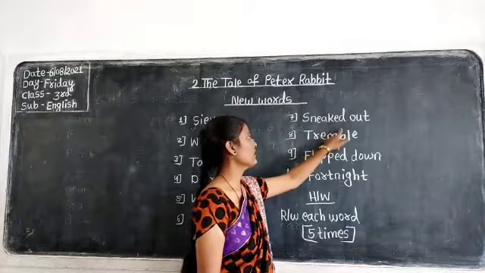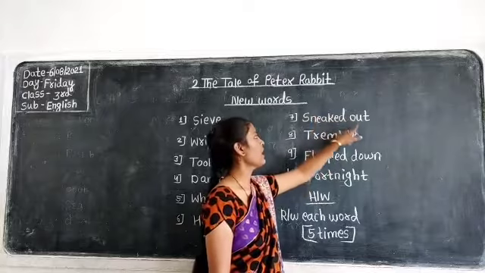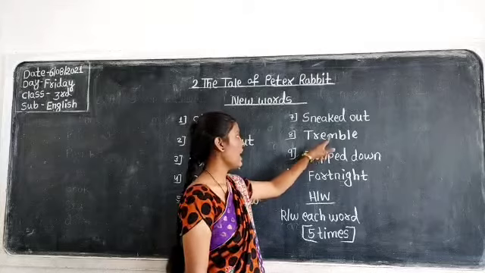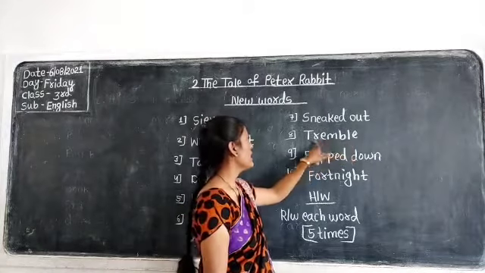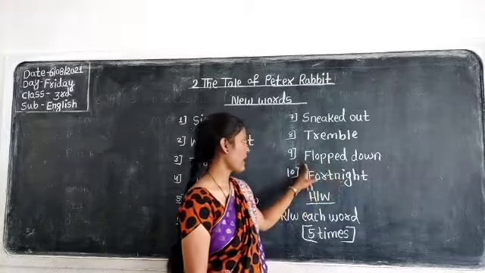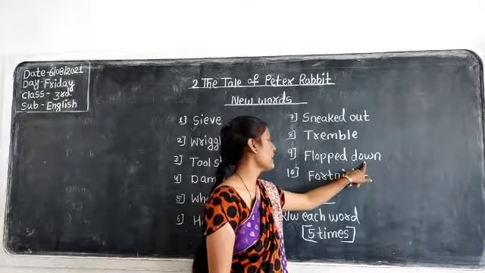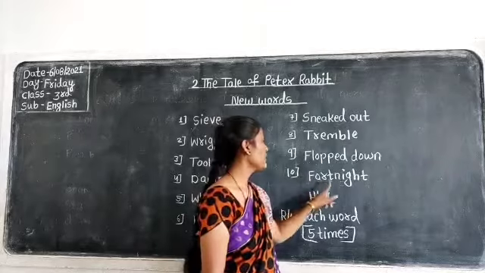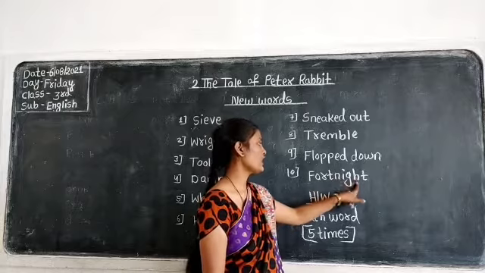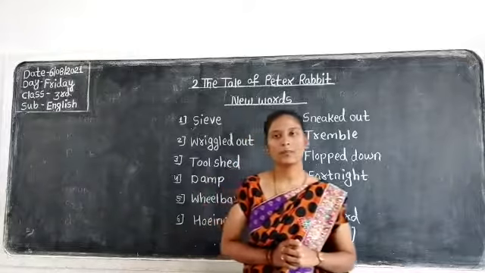Seventh one is sneak out. S-N-E-A-K-E-D. Sneaked out. O-U-T. Out. Sneak out. Eighth one is tremble. T-R-E-M-B-L-E. Tremble. Ninth one is flopped down. F-L-O-P-P-E-D. Flopped down. Tenth one is fortnight. F-O-R-T-N-I-G-H-T. Fortnight.